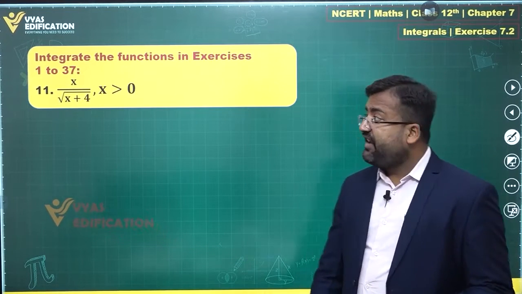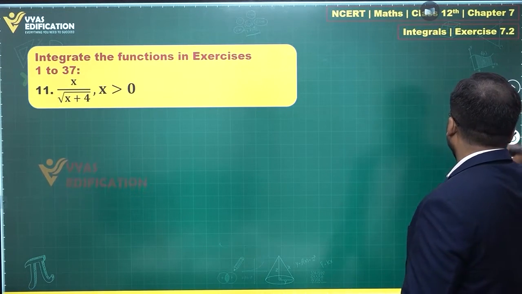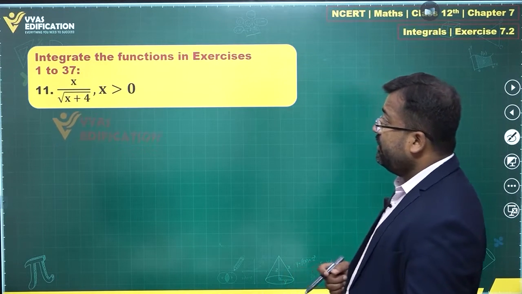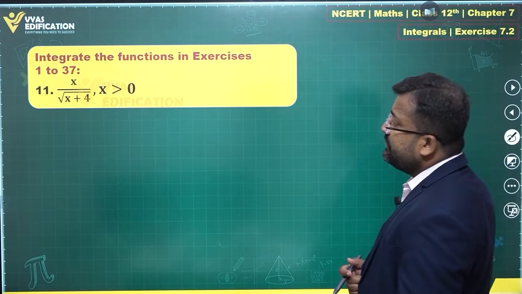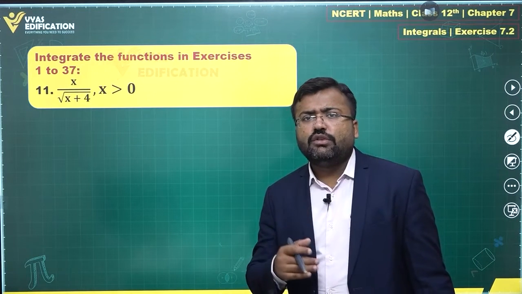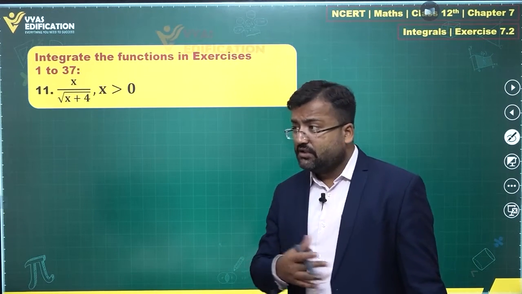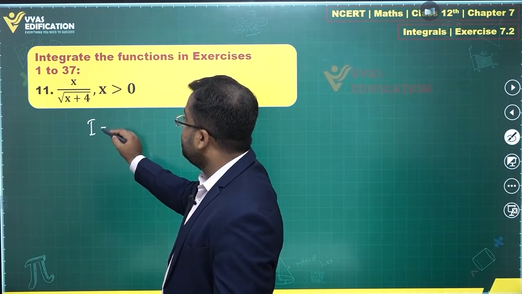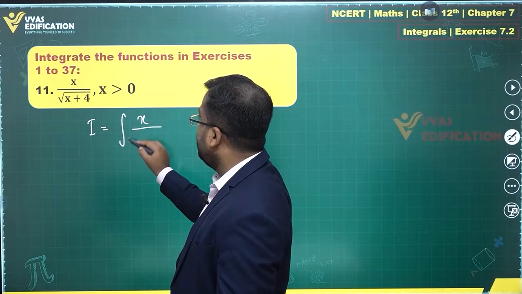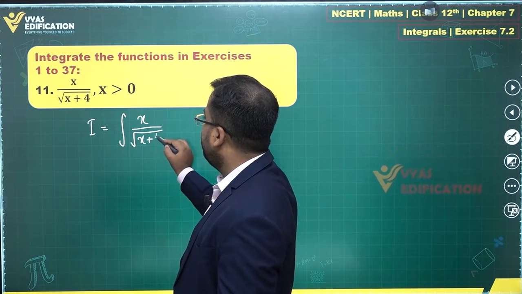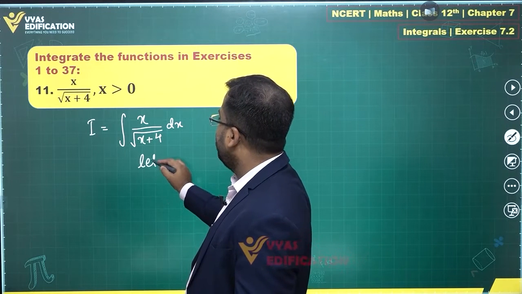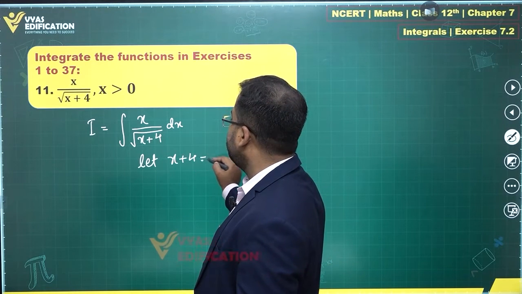In the 11th question, we have x upon under root of x plus 4, and we are also given that x is greater than 0. Now, how do we handle this one? Under root of x plus 4, had that been only under root of x, things would have been simpler, right? So let's use that idea. I is equal to the integral of x upon under root of x plus 4 dx. We are interested in this, right? Let x plus 4 be replaced by t.